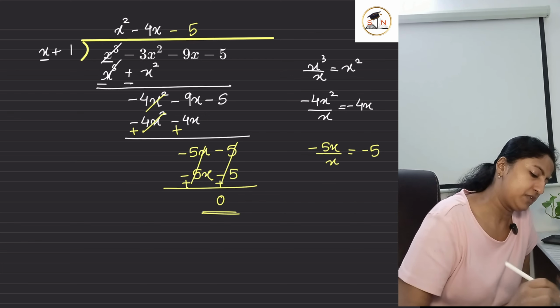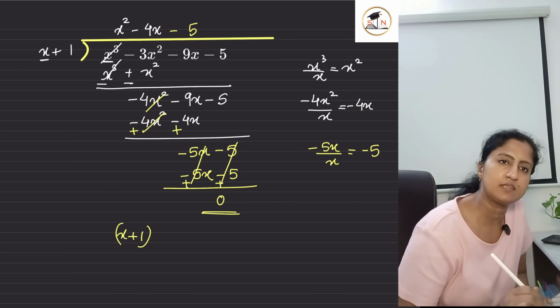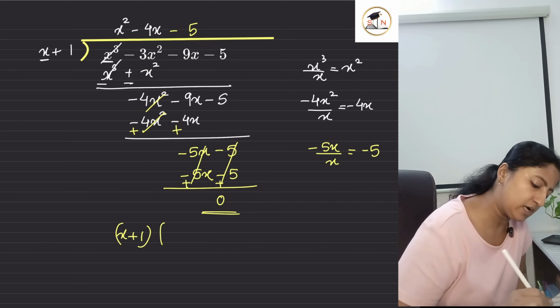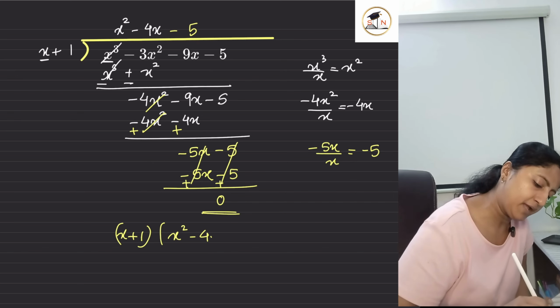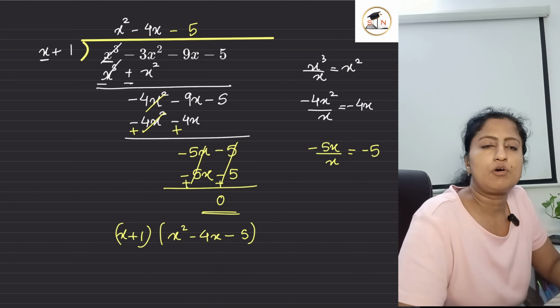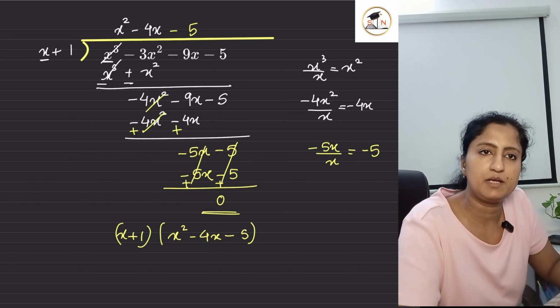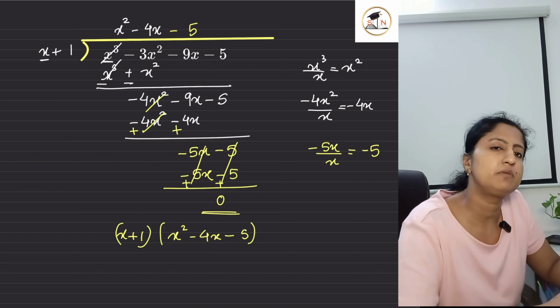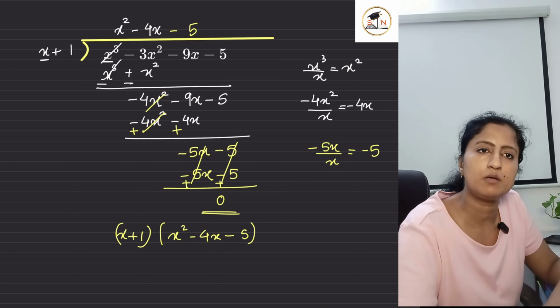Now we have got two factors so far. The first one was using the hit and trial and the remainder theorem, and the second, after using long division, which is x square minus 4x minus 5. But this question doesn't end over here. When we are talking about factor theorem and we are not given any information, just the polynomial, and we are supposed to factorize, the question becomes longer if it is a cubic polynomial. And this was a cubic polynomial.